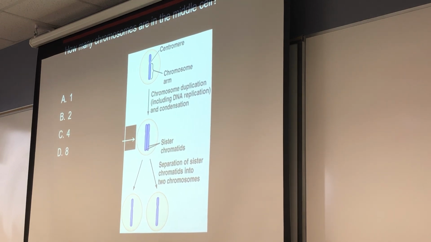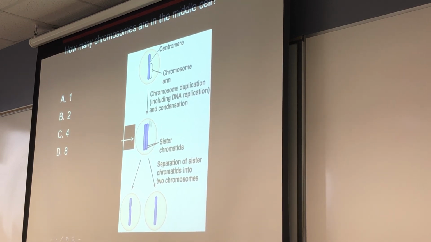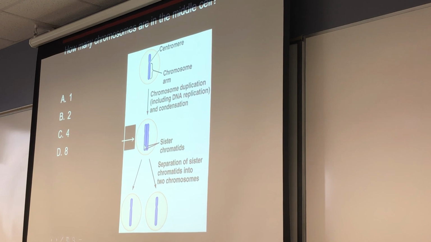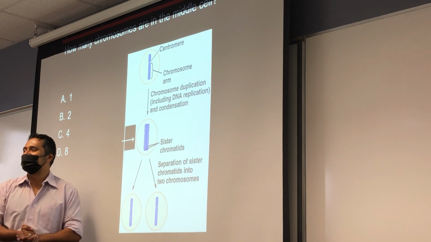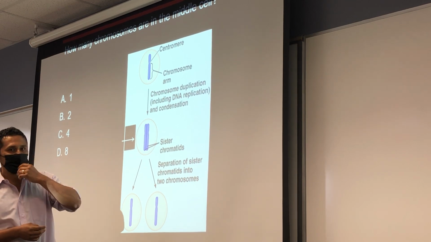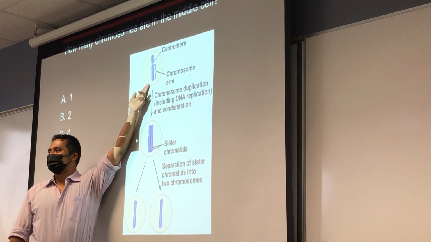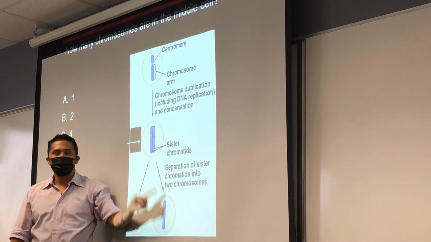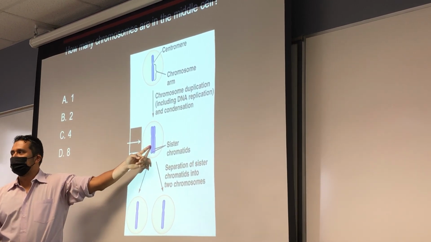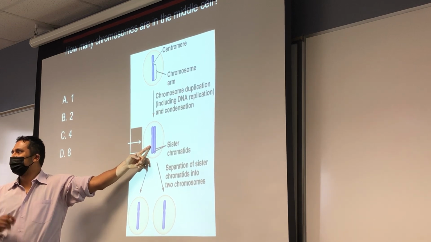So how many chromosomes are in the middle cell right here? 2? 4? There is no 4. How many chromosomes right here? 1. How many right here? 1. And right here? 1. And right here? 2? Wait, 1. Because they're together.